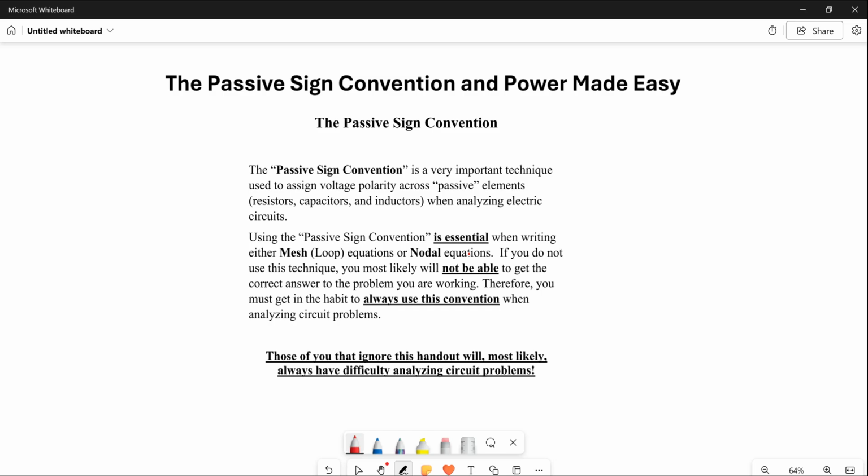If you do not use this technique, you will most likely not be able to get the correct answer to the problem you are working. Therefore, you must get in the habit to always use this convention when analyzing circuits. Those of you that ignore the handout will most likely always have difficulty analyzing the circuit. That's something I always give my students in my circuits class.